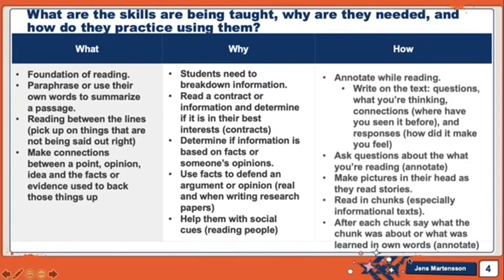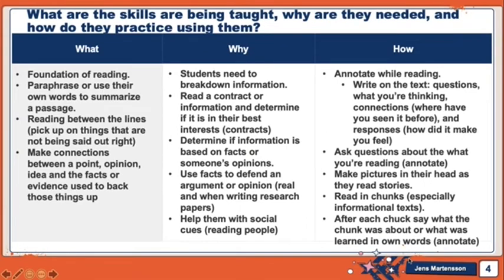When you're working with your child, or if your child comes to you with a question to help them, and you see that the task is asking them to make an inference or to quote accurately or to explain, what they should be doing as they are reading is annotating while reading. And this means that they're writing on the text. They're asking questions about what's in the passage. They're talking about what they're thinking. They're making connections with something that they've seen before, whether it's in another passage or in real life. They're responding to the text. How did it make them feel?